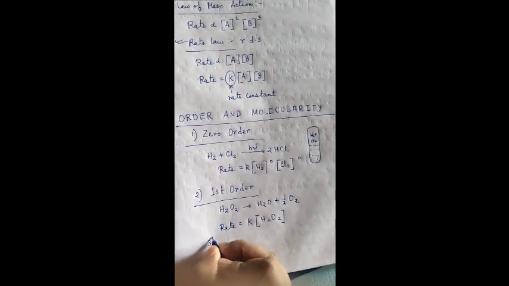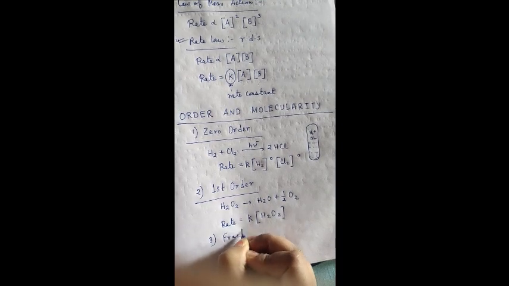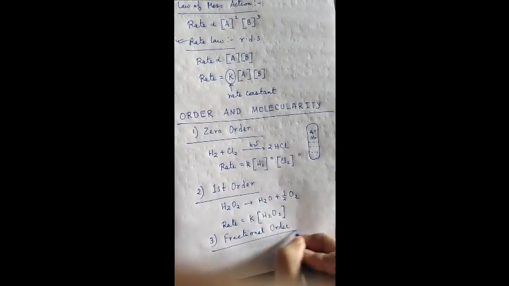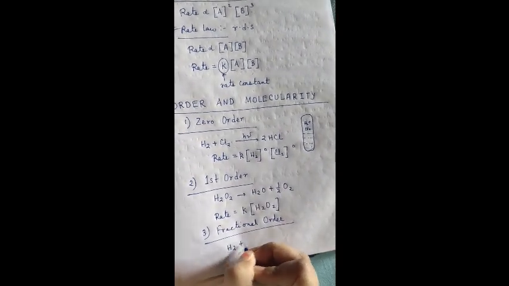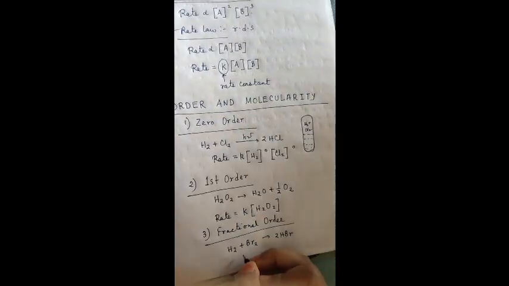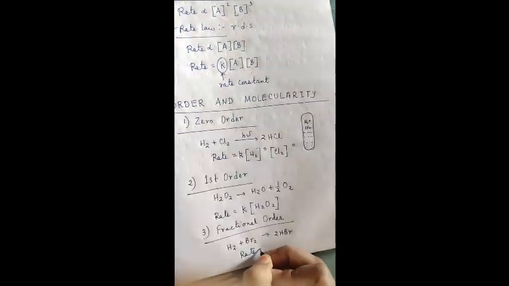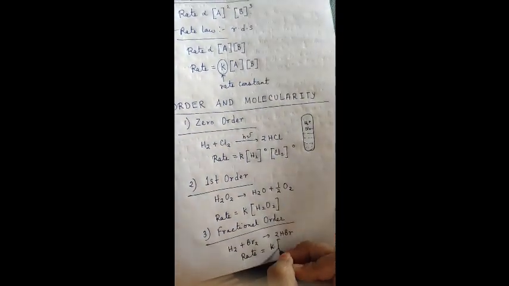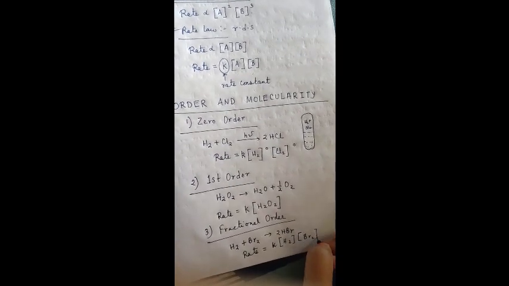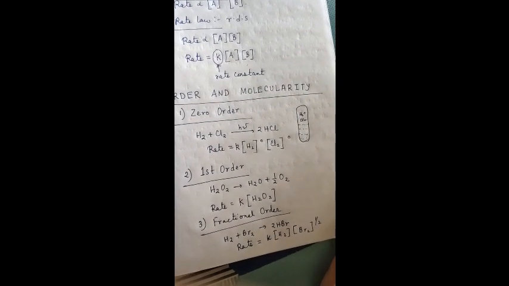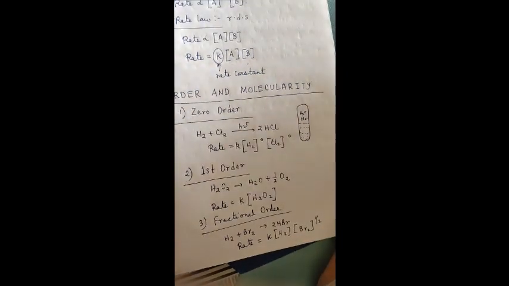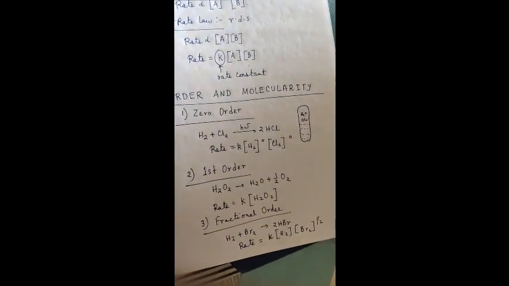Another different type of reaction is the fractional order reaction. In some cases the order becomes fractional. Example, when hydrogen reacts with bromine, it produces 2HBr. But from experimental data in this reaction, rate is equal to the rate constant times the concentration of hydrogen times the concentration of Br2 to the power half. So you see here the order of the reaction becomes 1 plus half, that is 1 and a half, a fraction. So some reactions can be fractional order reactions.